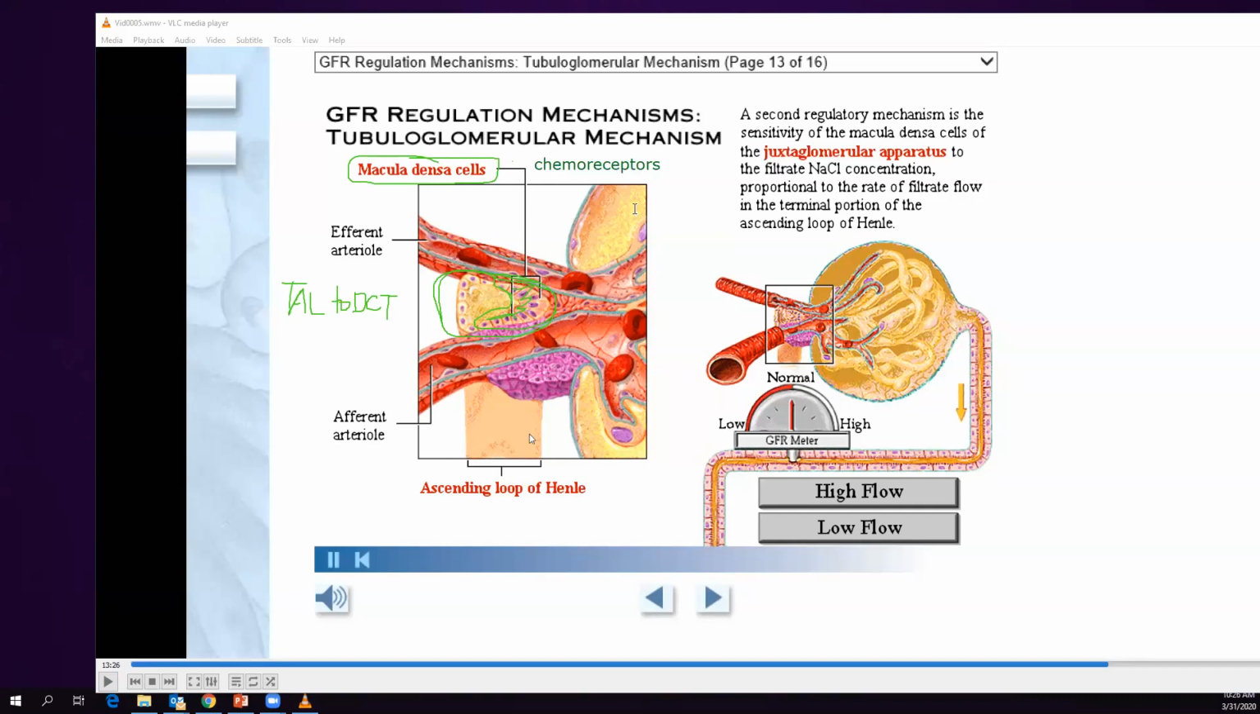Okay, so what are the chemoreceptors detecting? I'm just going to write it because that's easy. Sodium chloride concentration. They're looking for sodium chloride concentration in the filtrate. All right, so here's what we've done.